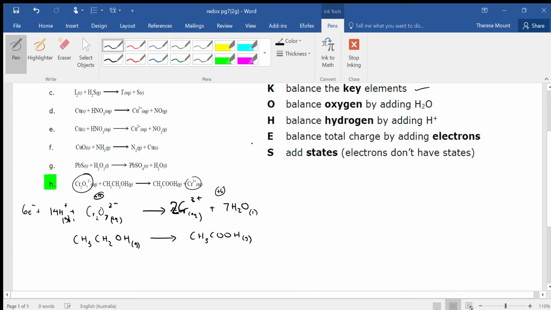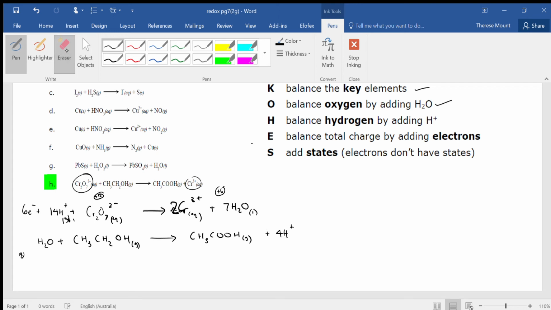Oxygen now, 1 and 2 on this side. So I'm going to have to add 1 water to balance out my oxygen. Okay, now the hydrogens, 3, 4 on that side. 1, 2, 3, 4, 5, 6, 7, 8 on that side. So 8 on that side and 4 on that side. So I'm going to have to add 4 on this side to balance that out. Okay, now overall charges, so 4 plus on this side is 0, so I'm going to have to add 4 electrons to that side.